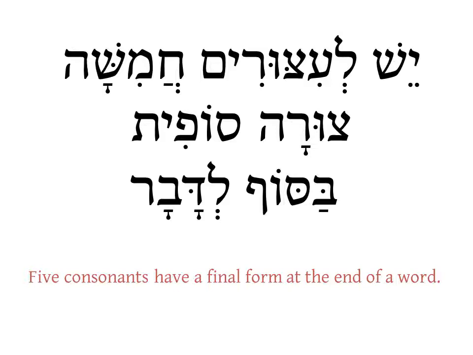5 consonants have a final form at the end of a word. What does that mean? That means that there are 5 out of the 22 consonants that we learned in the last video that are written differently at the end of a word to the way they would be written at the beginning or in the middle of a word. Let's look at the first of them.